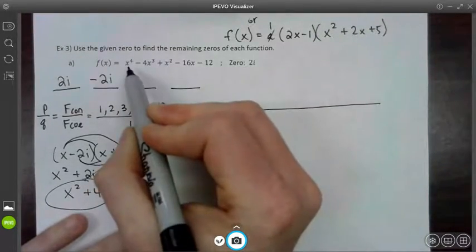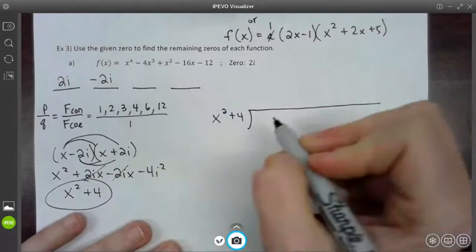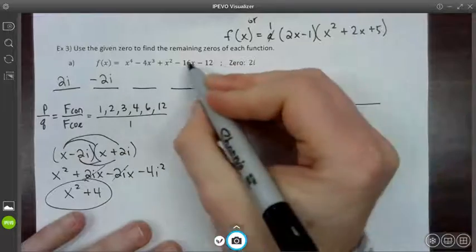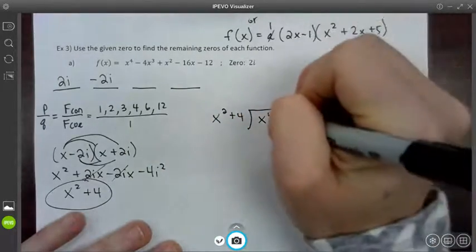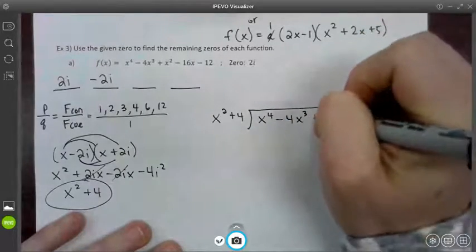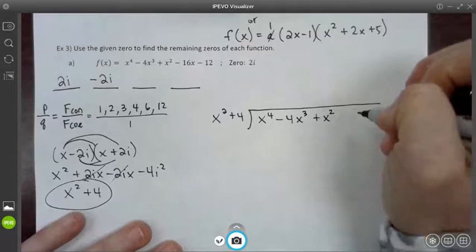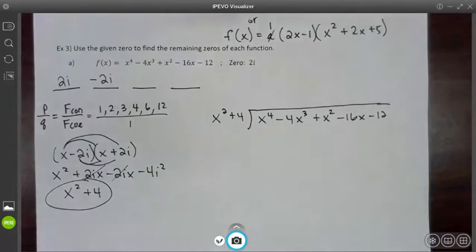All right, I still need to look for missing terms. X to the 4th, x cubed, x squared, just x, just number. I don't need to fill any zeros in because nothing's missing. So x to the 4th minus 4x to the 3rd plus x squared minus 16x minus 12. All right, here we go. We're going to long divide.